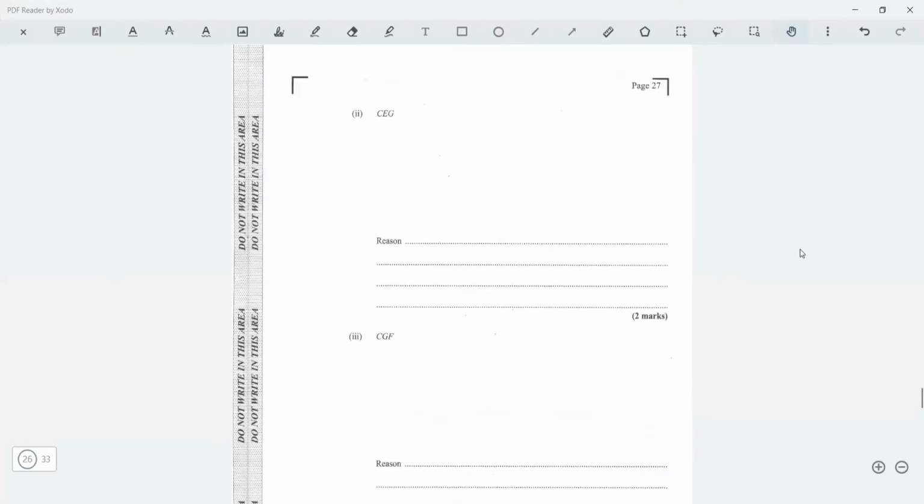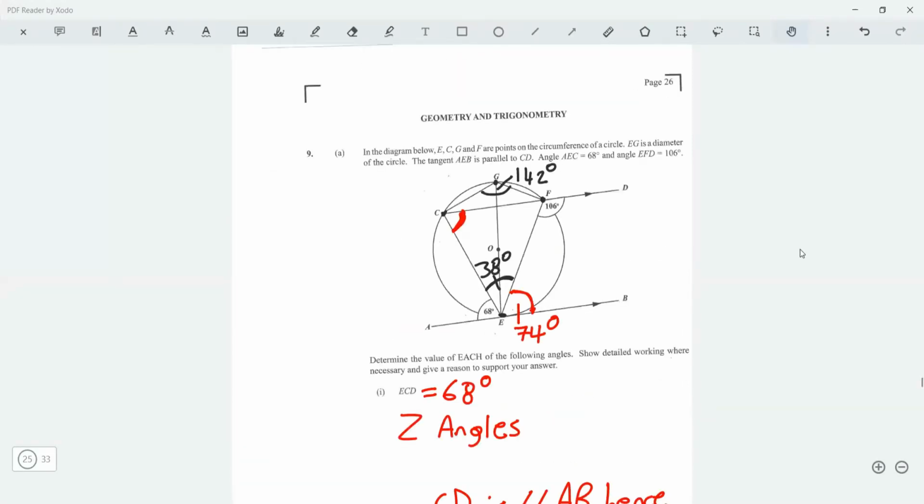That wasn't too bad. The next part says find angle CEG. Oh, nice. They want angle CEG. Now, why do they want angle CEG? Look carefully. This is C, this is G, this is E. So the angle that they want, I'm drawing it in this pale blue greenish color, is this angle right here.